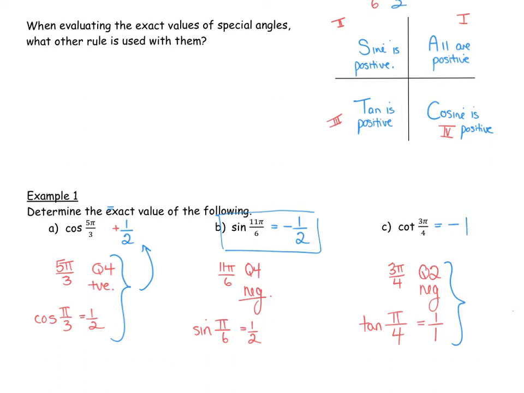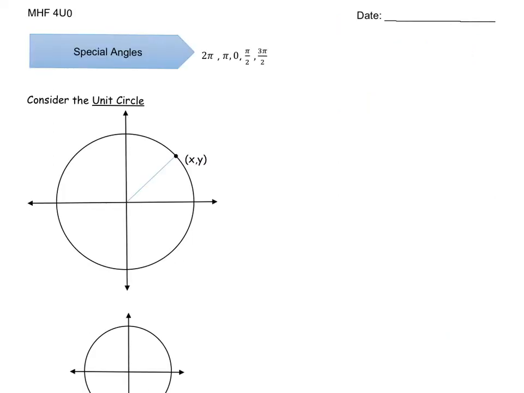In your practice today, you're going to practice a whole bunch of those. Now, the next thing I want to teach you about is how to deal with the special angles on the axis arms, the ones not in a quadrant. That's our 0, pi, 2 pi, pi over 2, and 3 pi over 2.